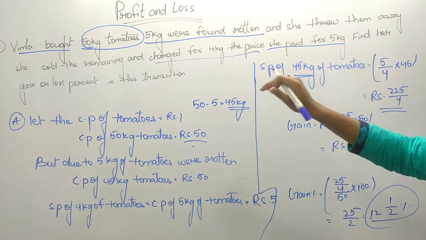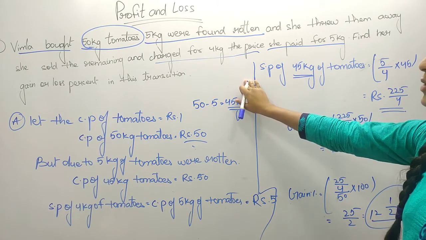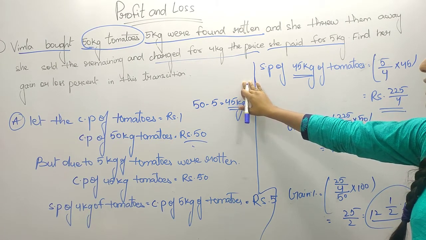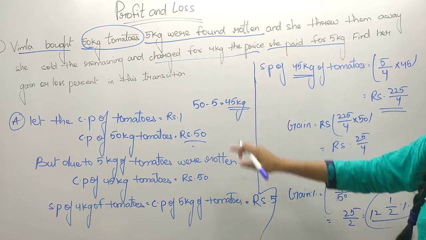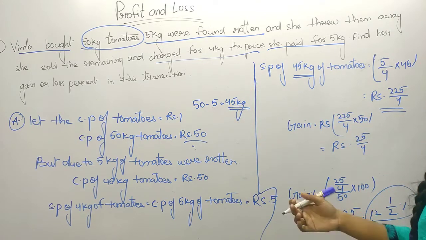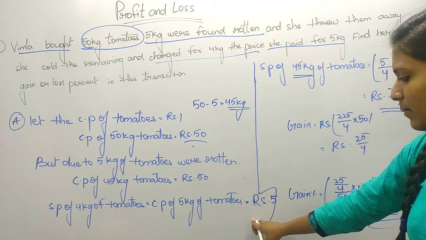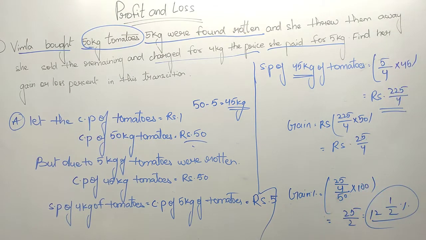Finally, when Vimal bought 50 kg of tomatoes, 5 kg were rotten. She sold 4 kg of tomatoes at the cost price of 5 kg. Then finally she got a gain of 12 whole 1 by 2 percent. Okay, this problem is completed. Next, let's solve the next problem.